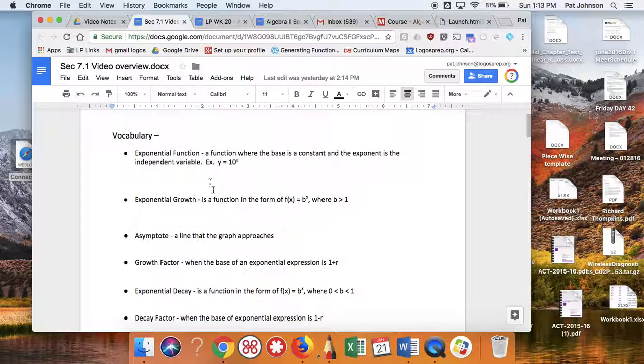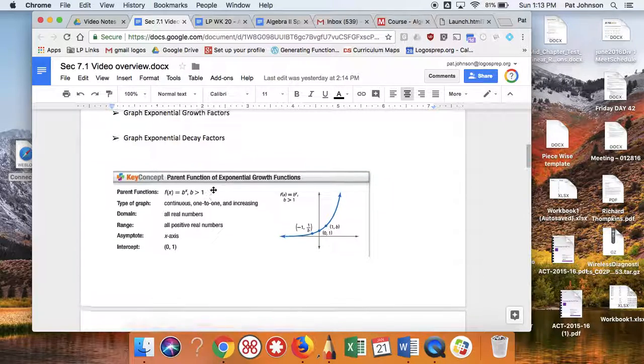All right, so let's look at an exponential function. So the parent function is f of x, or y, equals b to the x, where b is greater than 1. Not the absolute value, just b. The type of graph, it's continuous and it's 1 to 1, and it's increasing. Do you see where it's increasing right here?